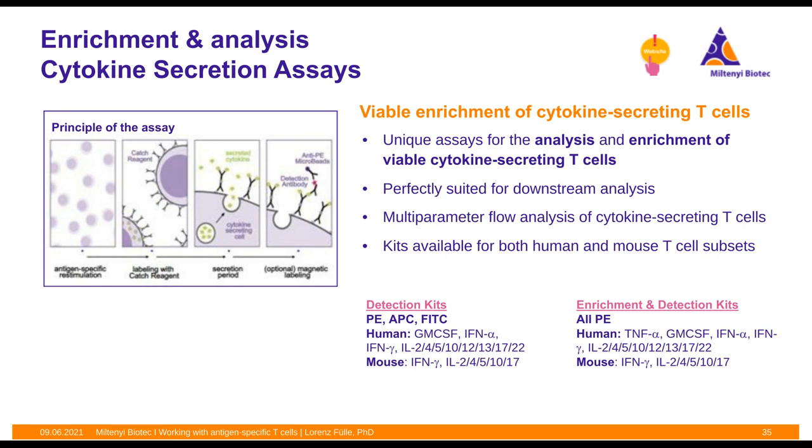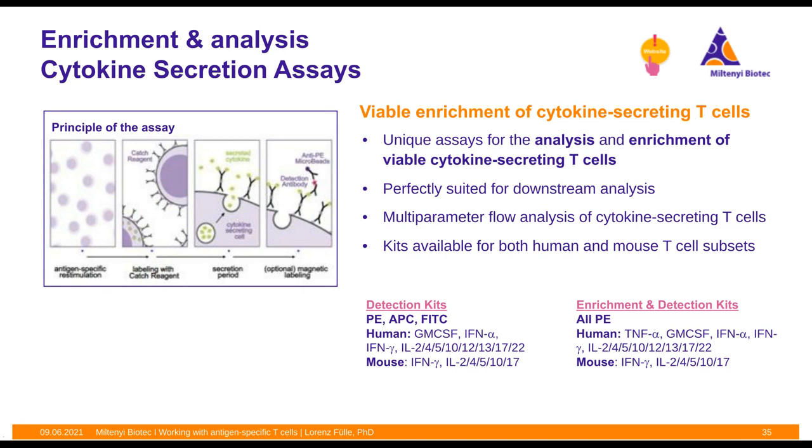First, the secreted cytokines are immobilized on the cellular surface by the so-called catch reagent, which basically labels the cell itself with its own cytokines. Then in the second step, the immobilized cytokines are labeled with a fluorophore-conjugated antibody called the detection reagent. By this, living cells can be detected without intracellular staining. Optionally, in a third step, the fluorophore can also be used for enrichment. With the help of anti-fluorophore magnetic beads, you can then enrich these positive cells.